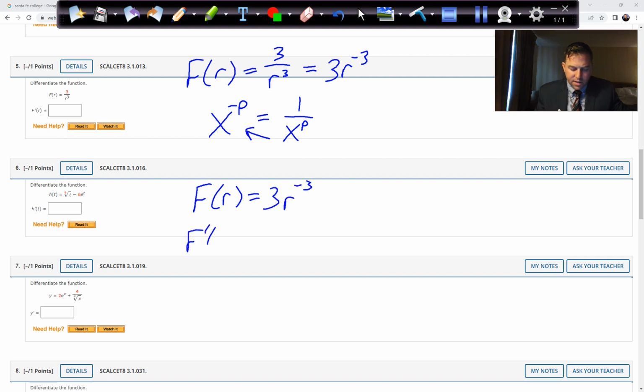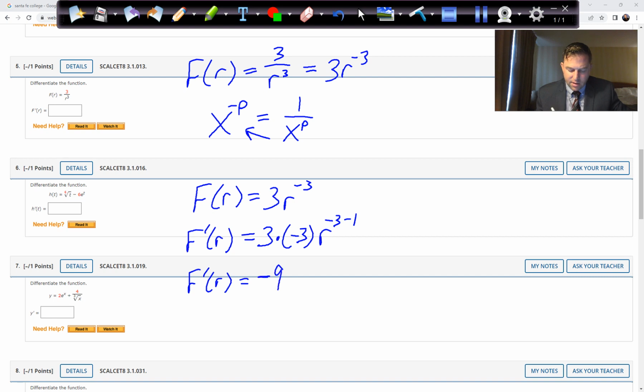The derivative states just bring the power down, so it's going to be 3 times minus 3. Now here's the kick, be careful, and subtract 1. So the power is minus 3, but then the rule says subtract 1. So we're going to get 3 times minus 3 is negative 9, r to the minus 4.